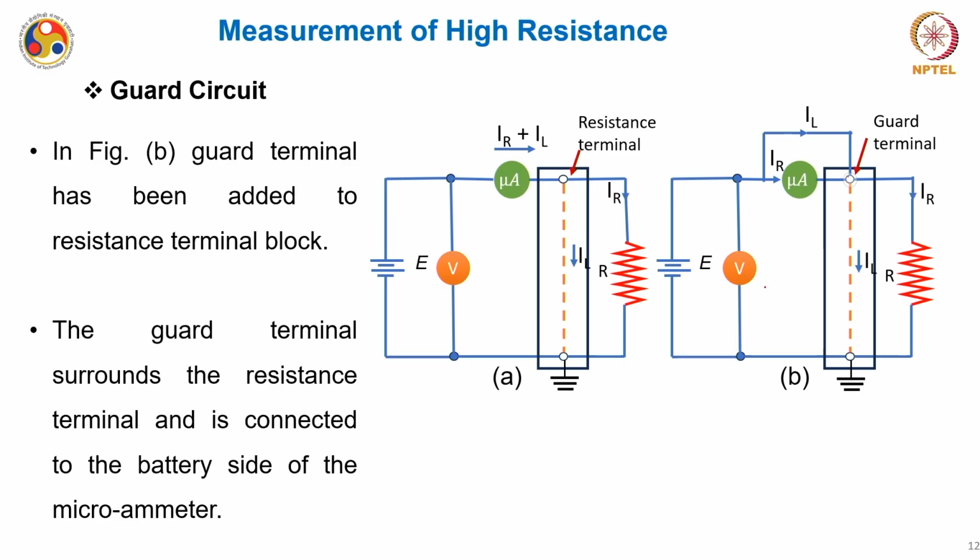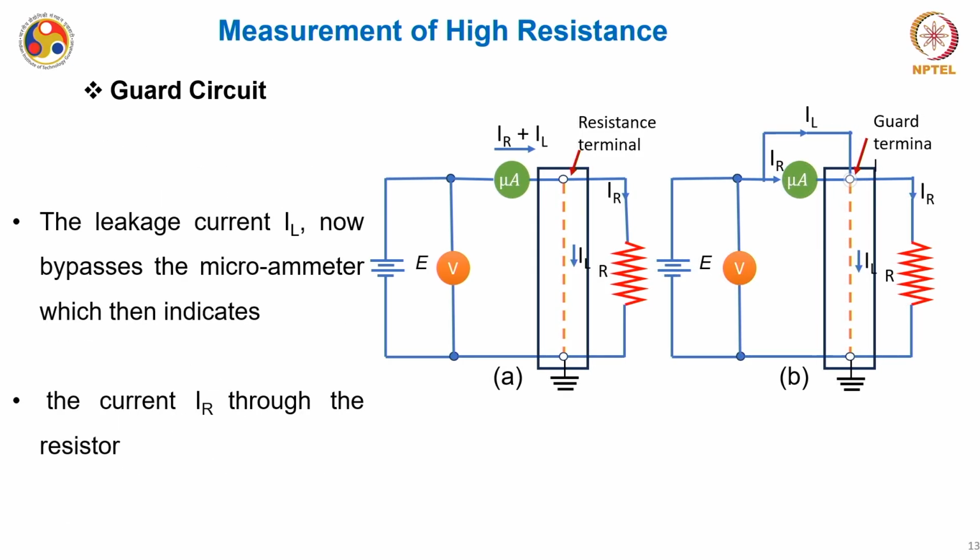So this is the battery side, and this is connected somewhere here. So this is connected to the battery side of the ammeter, and this connection configuration is very, very important. Now when you have this kind of arrangement, the leakage current IL, which was flowing like this, is now actually getting bypassed at this point, where it bypasses the microammeter and now it flows like this.